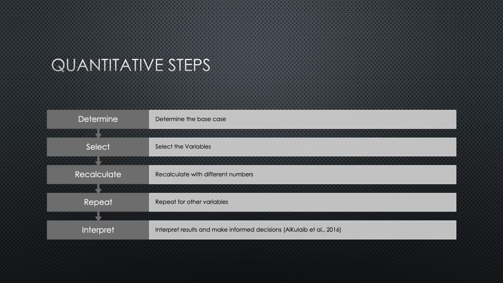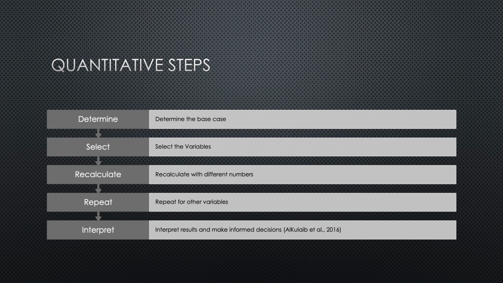In the quantitative steps, the first thing to do is to determine the base case. To do this, calculate the project's key financial metrics such as net present value, real rate of return, and the payback period, using the most likely expected values for all variables. This is considered the base case.